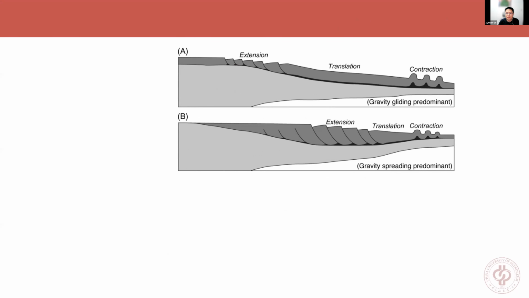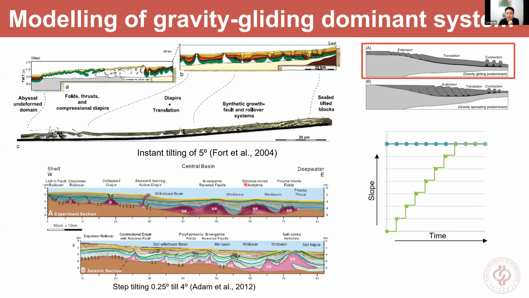First, we focus on the gravity gliding dominant system. Previously, it has been modeled many times, using margin tilting as an instant tilting. For example, you have this model from Fox et al. 2004, which is also a classic paper, where you can see a model with extension and contraction. The model is simply tilted instantly, so from the start you have 5 degrees of tilting.